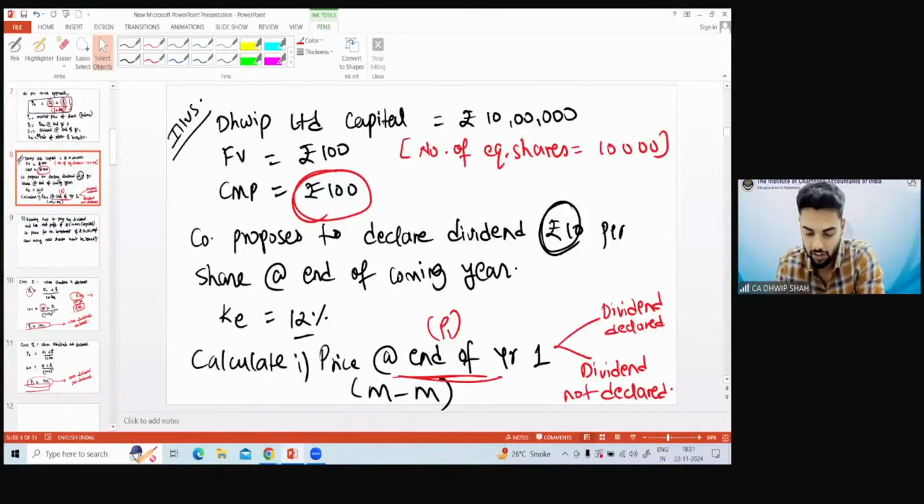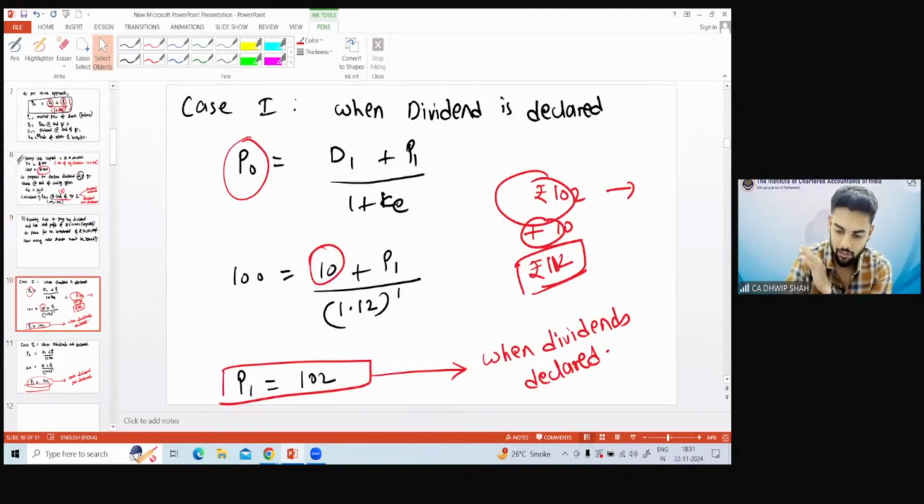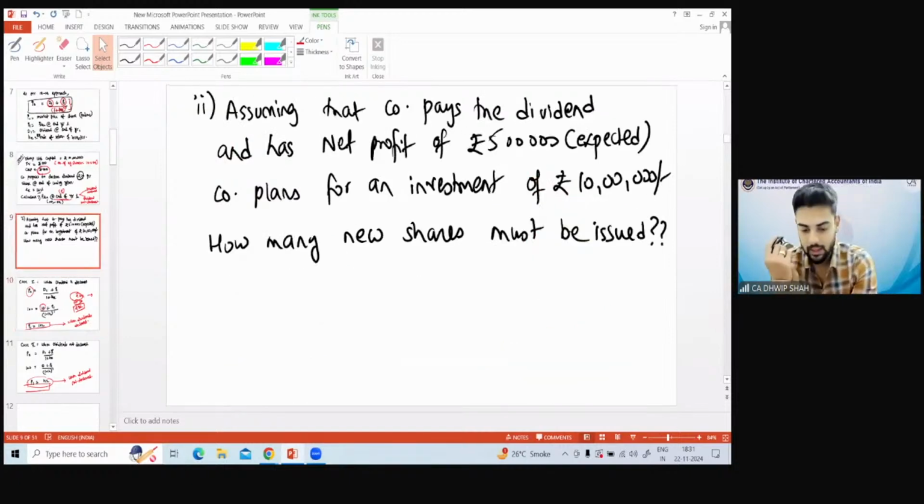Calculation of end of year price, that is done. The second part of the question is important. What is the second part asking? Now assume that the company pays the dividend. So in the second part, the first thing is that you have to assume that the company paid the dividend. Okay? So scenario 1. Now we have to just focus on this scenario 1, as if the company pays dividend. The company has expected net profit of 5 lakh in the coming year, and the company plans for an investment of 10 lakh. How many new shares must be issued?